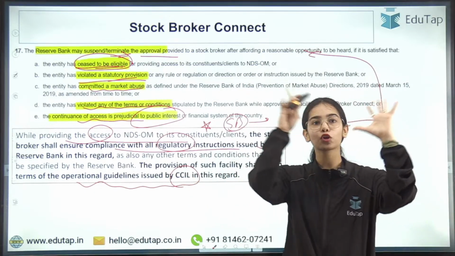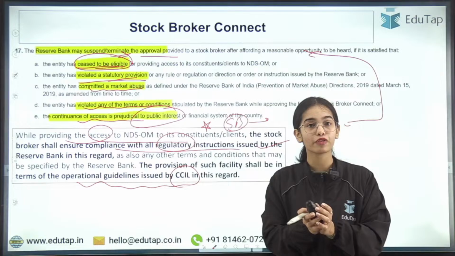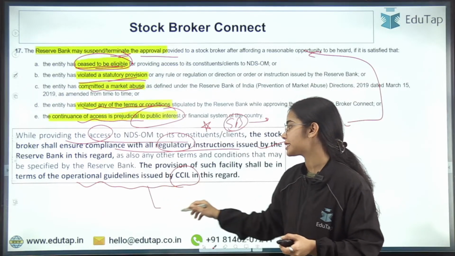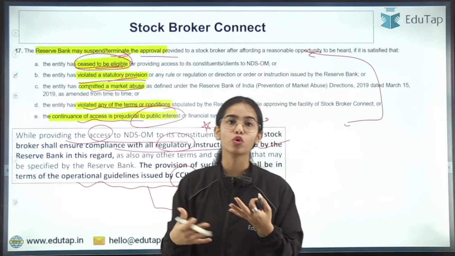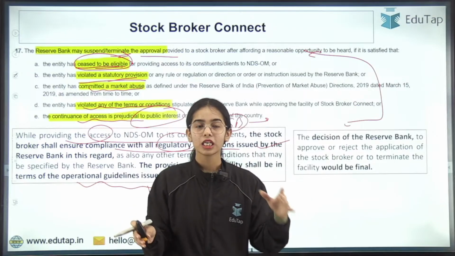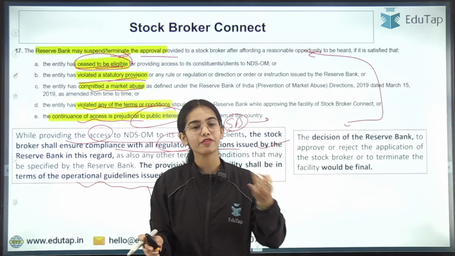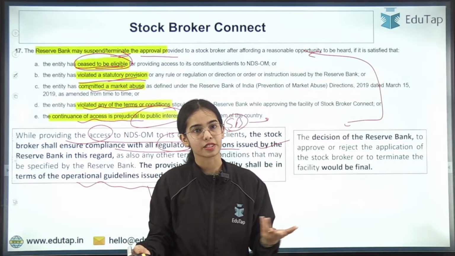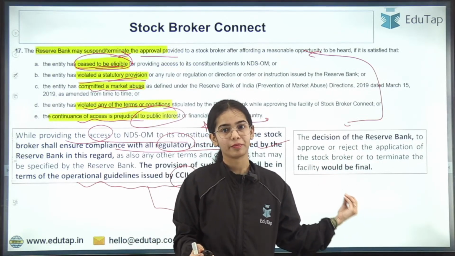So remember that the overall guidelines are given by the Reserve Bank of India, but there will be some operational guidelines issued by the CCIL. So the stockbrokers have to follow both of these, okay? So the decision of the Reserve Bank of India will be final. If RBI wants to give approval, RBI will give. If RBI does not want to give, RBI will not. If RBI wants to suspend, RBI can suspend. So RBI's decision would be final, okay?